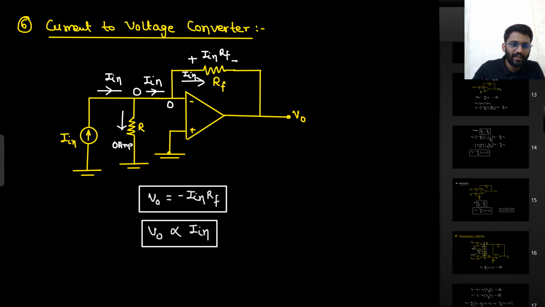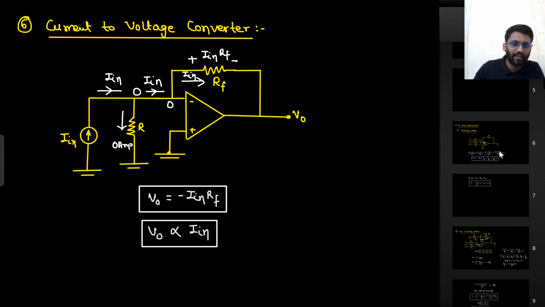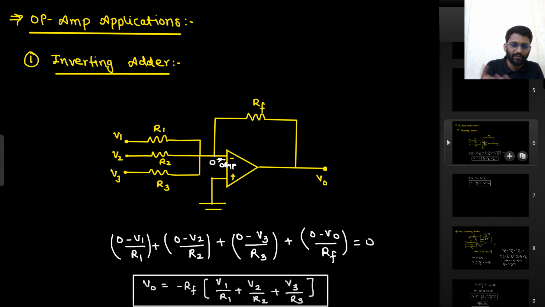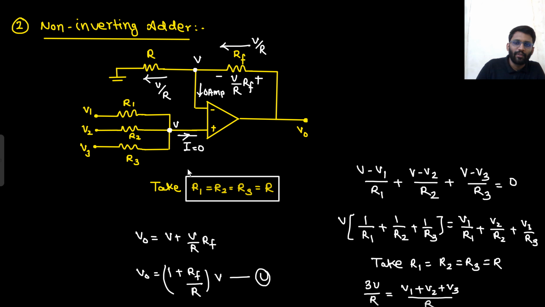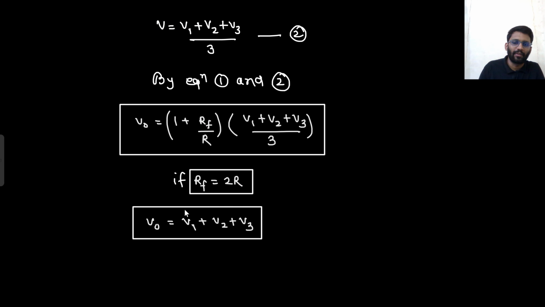Then first what we studied, we started from the adder: inverting adder, non-inverting adder. We could see this is a kind of question only, right? 0 minus V1 by R1, 0 minus V2 by R2, 0 minus V3 by R3, 0 minus V0 by RF, right? And then we studied the non-inverting adder. Here also we could find the potential of V, and then simply write down the potential of output. But for ease of calculation, we took the condition R1 is equal to R2 is equal to R3 is equal to R.